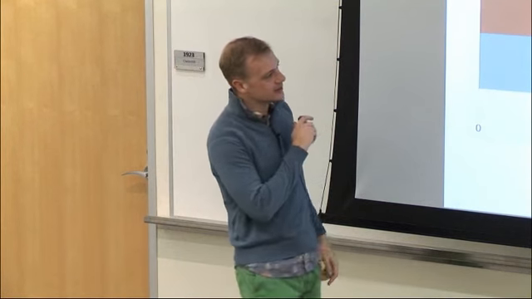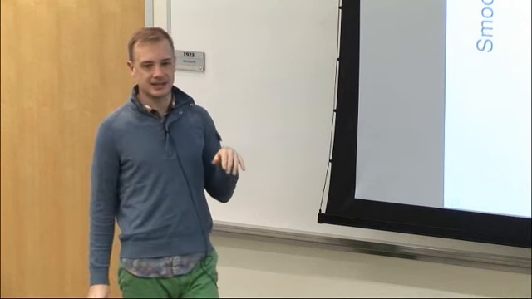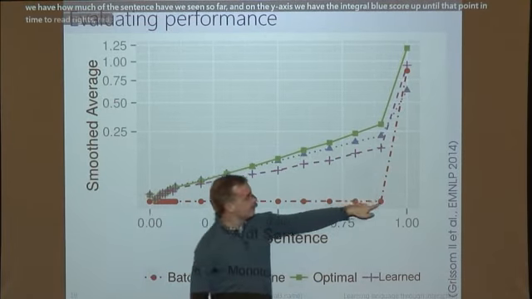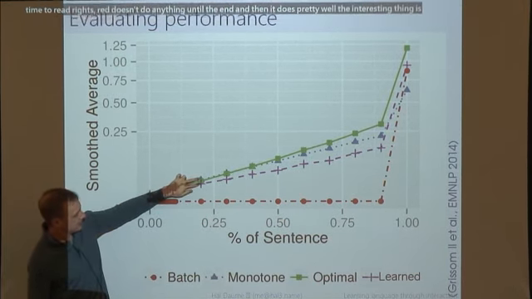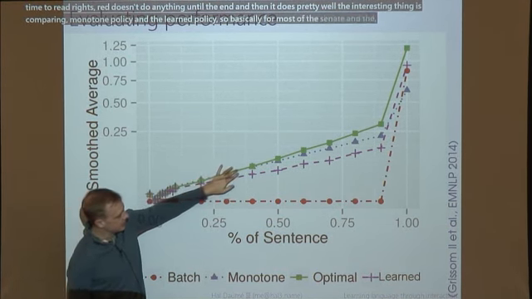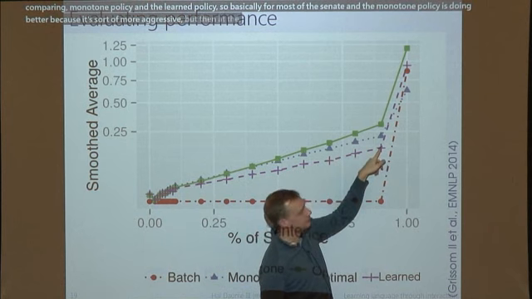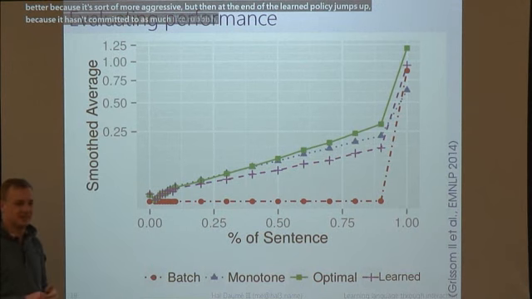Okay, so the more interesting thing is what happens as time goes on. On the x-axis, we have how much of the sentence we have seen so far. On the y-axis, we have the integral BLEU score up until that point in time. So red doesn't do anything until the end, and then it does pretty well. The interesting thing is comparing the monotone policy and the learned policy. For most of the sentence, the monotone policy is doing better because it's more aggressive. But at the end, the learned policy jumps up because it hasn't committed to as much rubbish, and it can recover from errors.